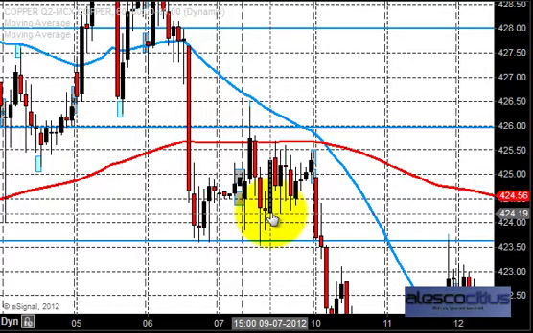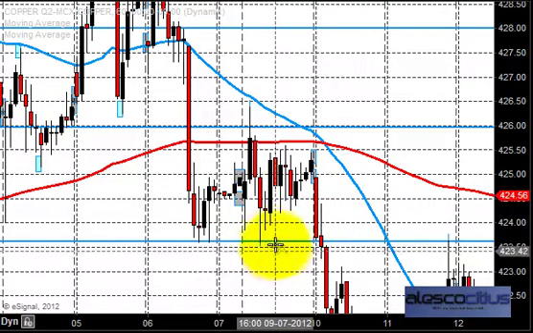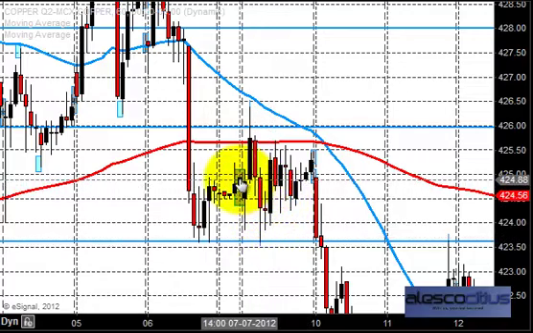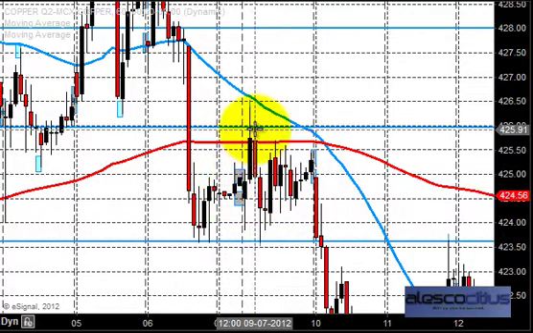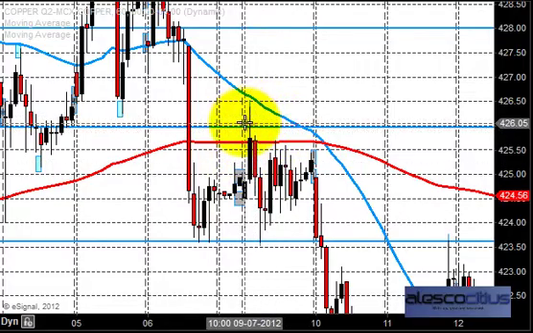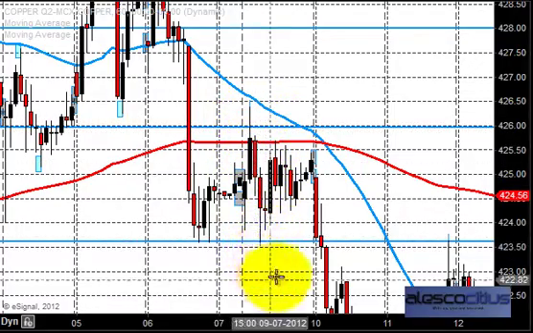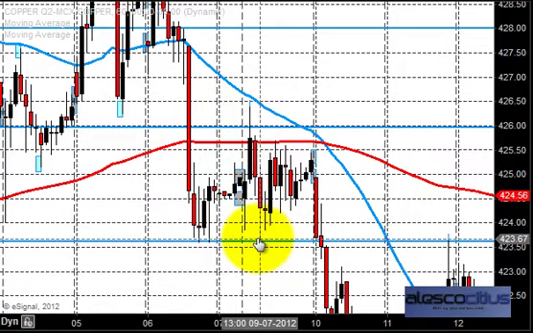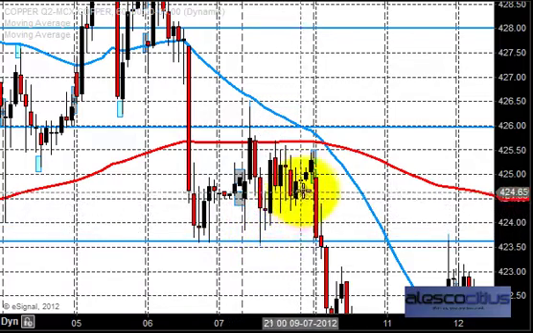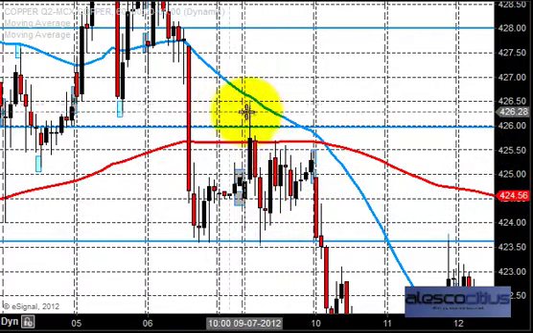What happened on Monday was a perfect consolidation. After the price opening, the market went up and tested this 426 and then came down and tested this 423.5. The resistance was tested and the support was also tested. You can see the price action, it is a triangle formation. That is what we identified.